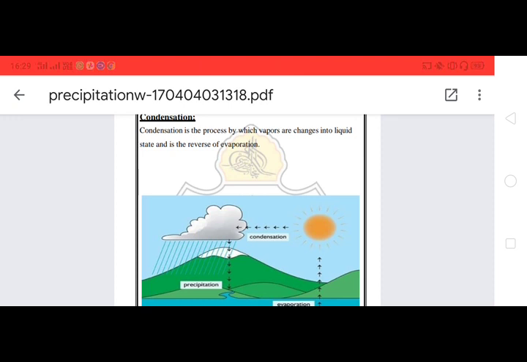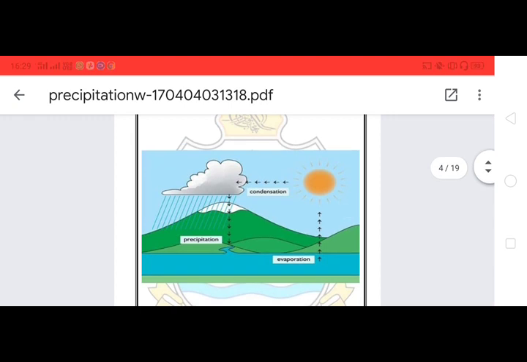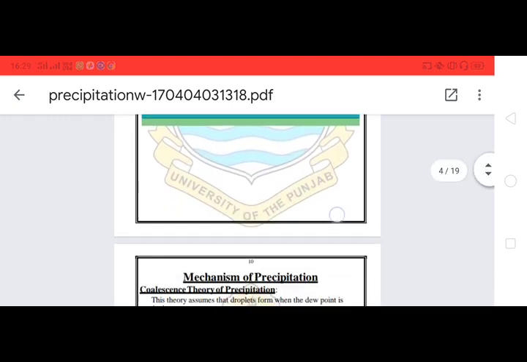Due to this collection of water droplets, the weight gain reaches a limit so that the water droplets come to the earth surface. As you can see the whole process from this pictorial representation.